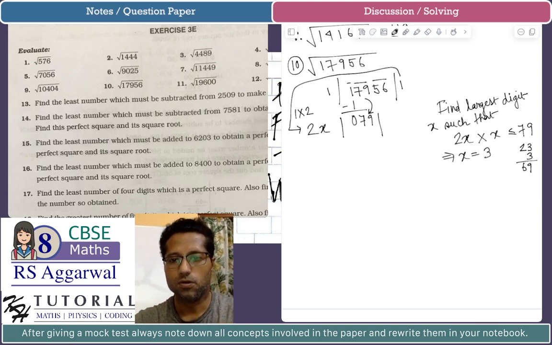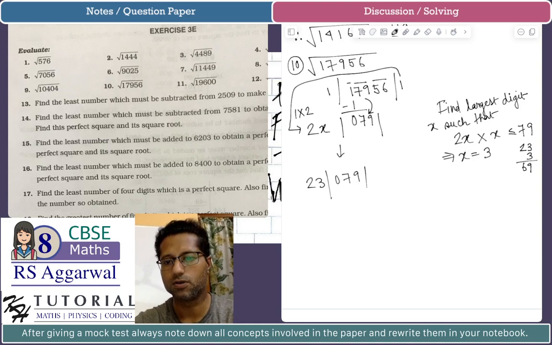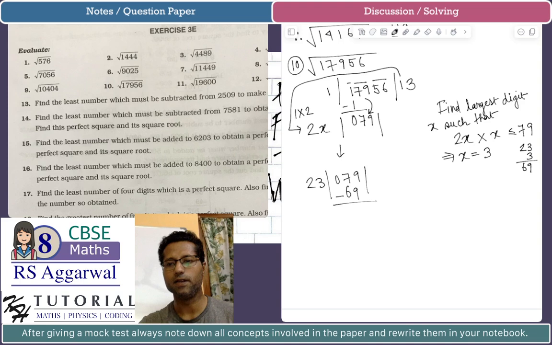Okay. So in the next step, we have x as 3 and the dividend was 79, and this 3 will also get appended to the current quotient. The current quotient is 1, so 3 gets appended and it becomes 13. And so 23 multiplied by 3 is 69. We subtract 69 from the current dividend, which is 79, and the result of subtraction will be 10.